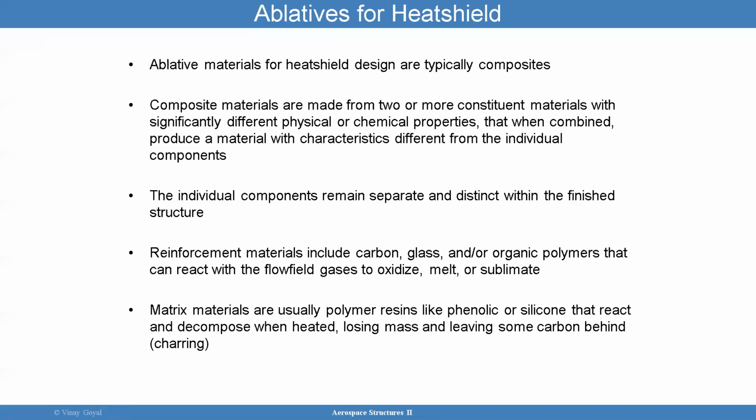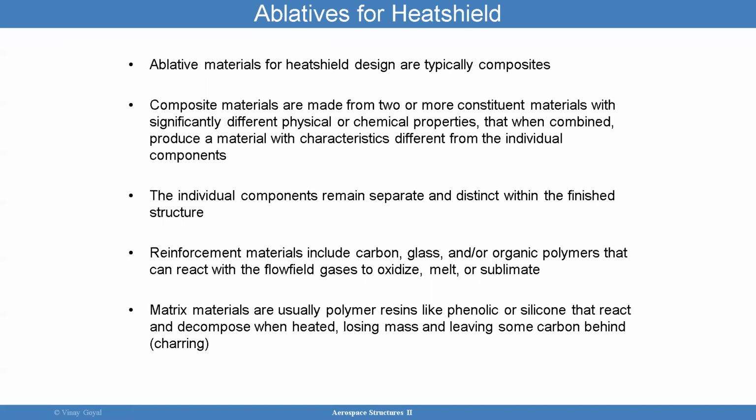Ablative materials for heat shield designs are typically composites. Composite materials are typically made of two or more constituent materials with significantly different physical or chemical properties that, when combined, produce a material with characteristics different from the individual components. The individual components remain separate and distinct within the finished structure, and a lot of the reinforcement materials you may encounter are going to be like carbon, glass, and/or organic polymers that can react with the flow field gases to oxidize, melt, or sublimate.